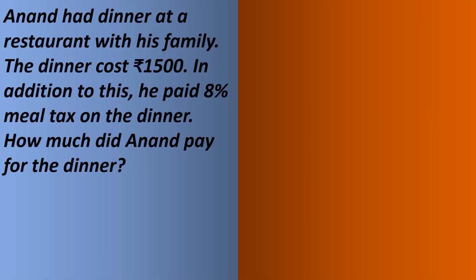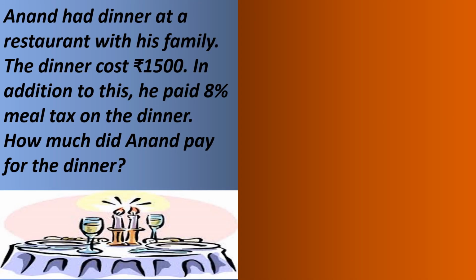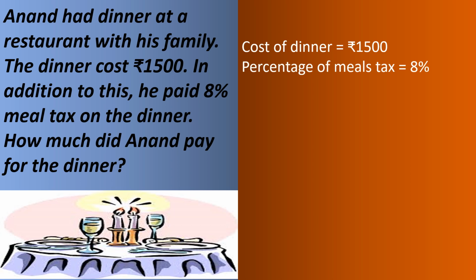Next question is, Anand had dinner at a restaurant with his family. The dinner cost rupees 1500. In addition to this, he paid 8% meal tax on the dinner. How much did Anand pay for the dinner? So here, understand this question: Anand had dinner at a restaurant and the cost of dinner is 1500. So the first thing given to you is the cost of dinner, that is rupees 1500. Now he paid 8% meal tax.